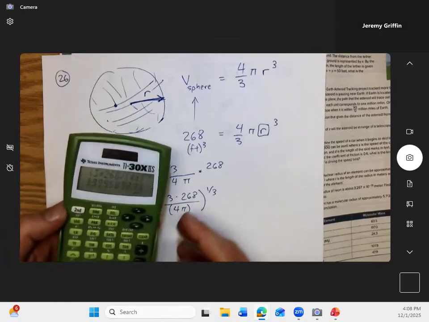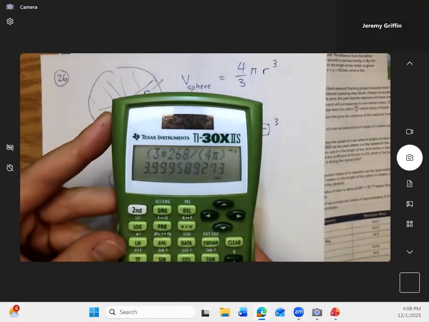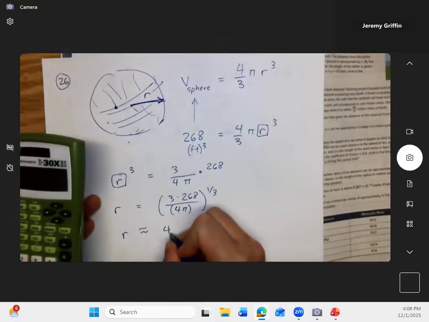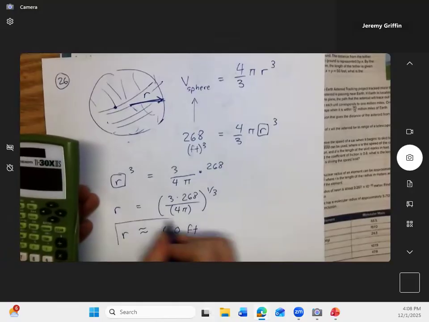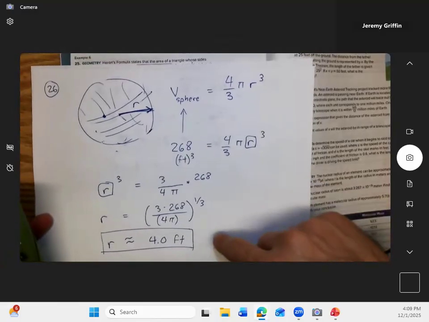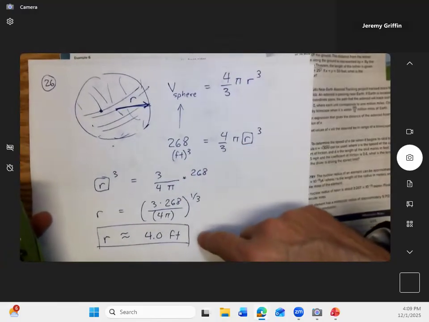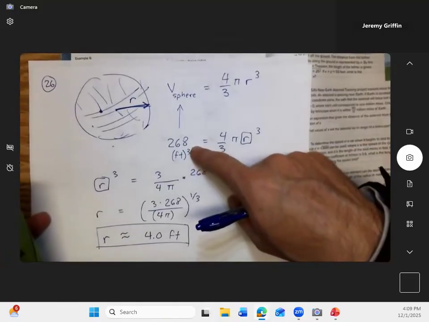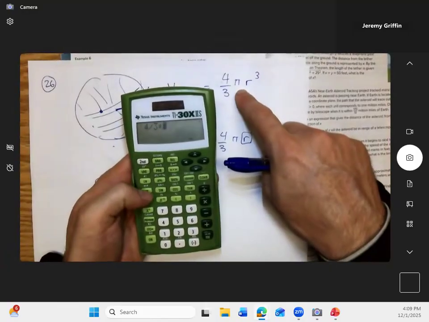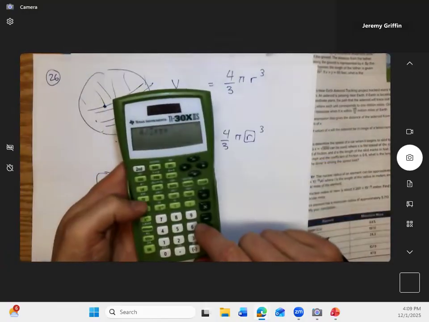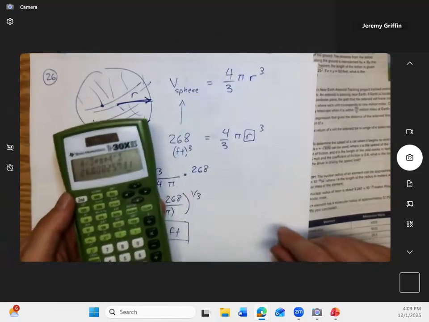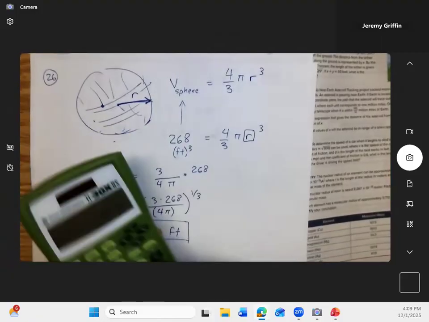I'm getting, oh, well, look at that. Interesting. 3.99957. That would be 4, wouldn't it? So 4.0, and the unit that stuck around is feet. Yeah, 4 feet. Okay, so let me check my answer. If you have a big old ball with a radius of 4 feet, it should have a volume that's extremely close to 268 cubic feet. Let's see. It's 4/3 times pi times 4 feet to the power of 3. Let's see if I get something pretty close to 268. Oh yeah, that is it.